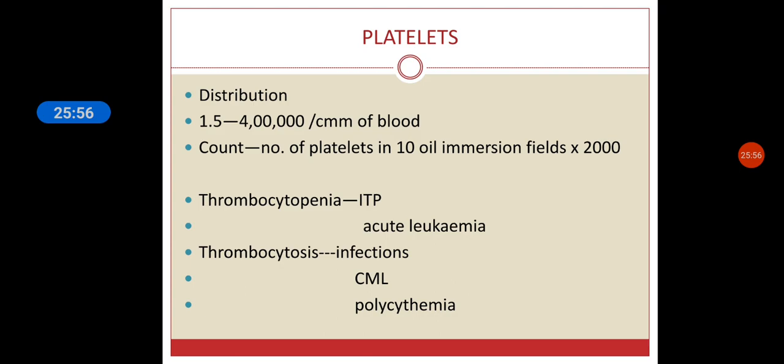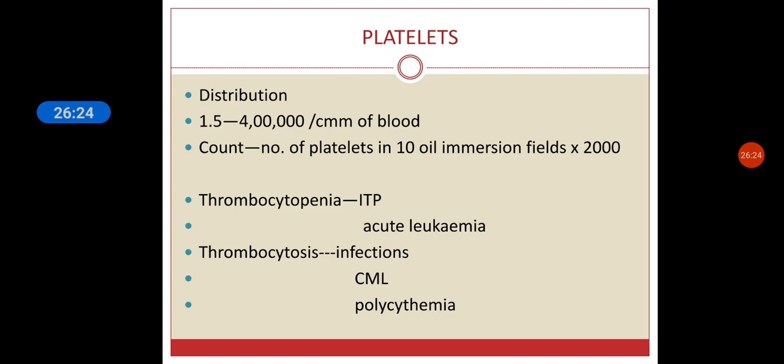Then platelets. What is the normal platelet count? It is 1.5 to 3.5 lakhs. So when the platelet count is increased, it is called thrombocytopenia. I'm very sorry, thrombocytosis, right? And thrombocytopenia is when the platelet count is reduced, it is penia. When it is more, it is cytosis, right?